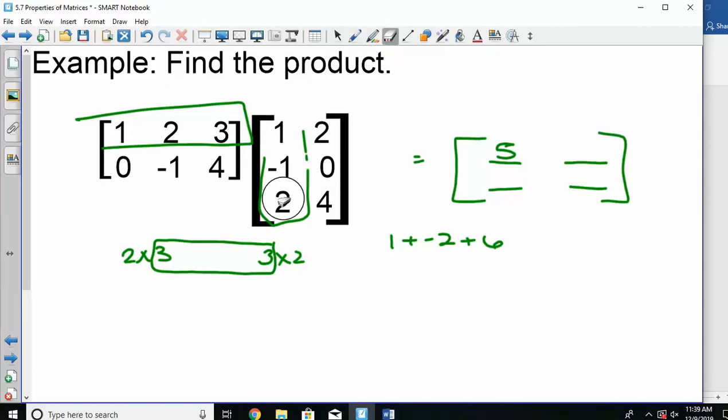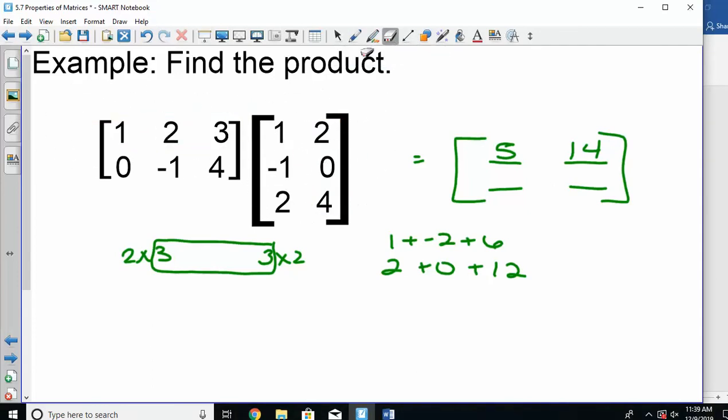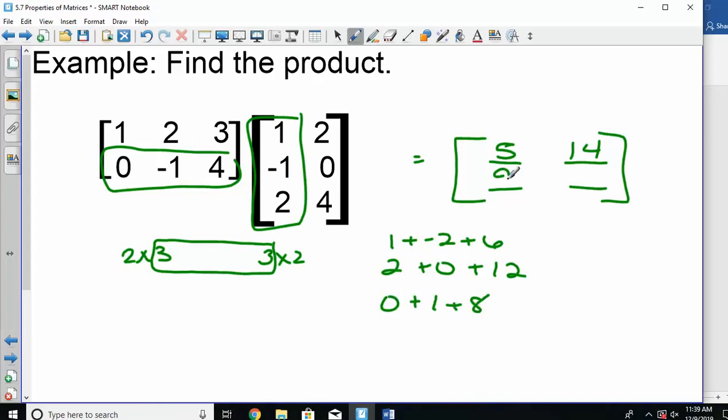Row 1, column 2. You get 2, 0, and 12, so 14. Row 2, column 1, you get 0, 1, and 8, so that's a 9. And row 2, column 2, you get 0, 0, and 16, so that's a 16. We get that one? All right.